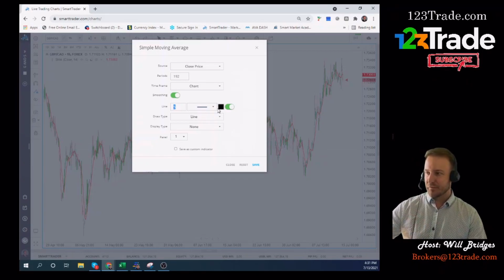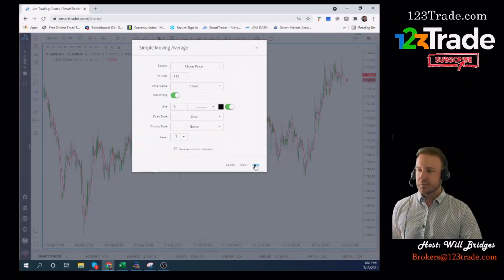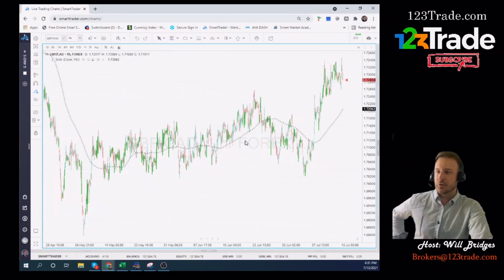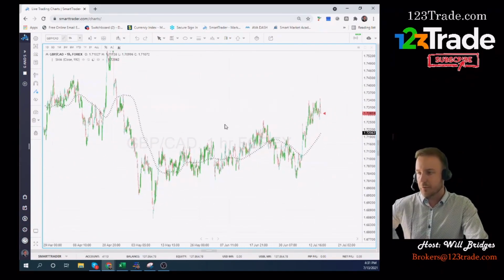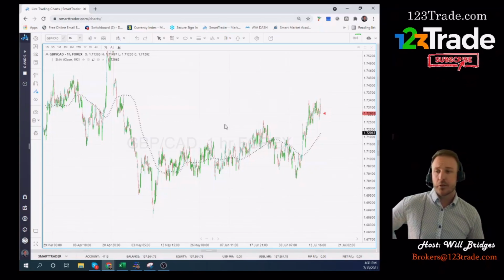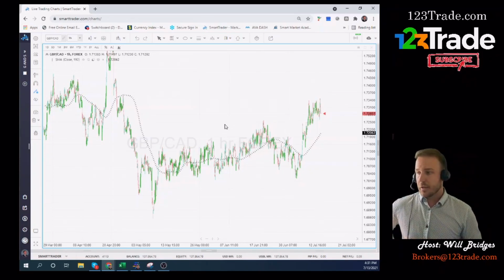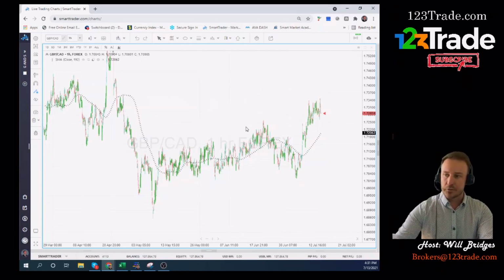But the line, I'm going to leave it black. I might make it dashed just so I know that this is my long term. Click Save. Okay, so there's my long-term trend. And when I zoom out here, I can figure out different strategies to use based on this line and based on a couple other simple indicators in the market.